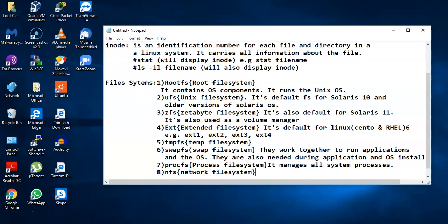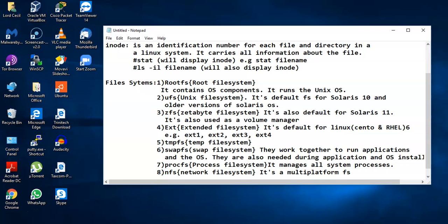So NFS, network file system, is a multi-platform file system, used to share files and directories in Linux and Unix operating systems. NFS works in both Solaris and Linux, so that's why they call it a multi-platform file system. I'm just going to write that down: it's a multi-platform file system.